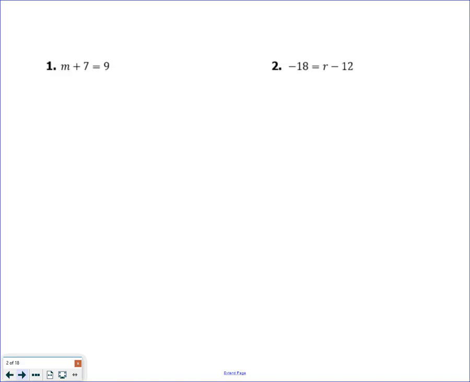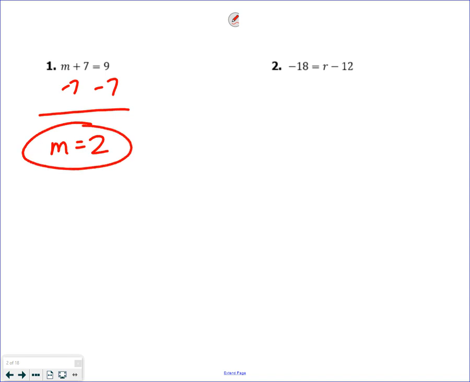Here we go. First problem we're going to be solving. So m plus 7 is equal to 9. I'm going to subtract 7 from both sides, and I get m equals 2. One step. Next, I'm going to add 12 to both sides. Negative 6 is equal to r. Again, inverse operation, so if you have a minus 12, you need to add 12 to both sides.